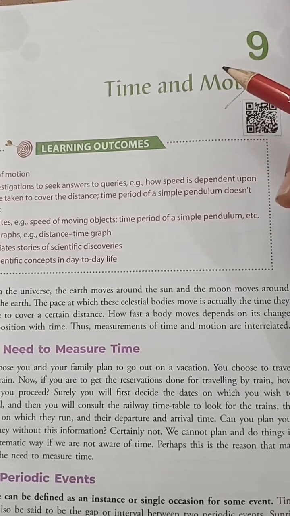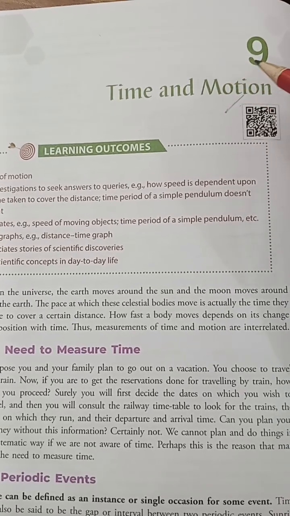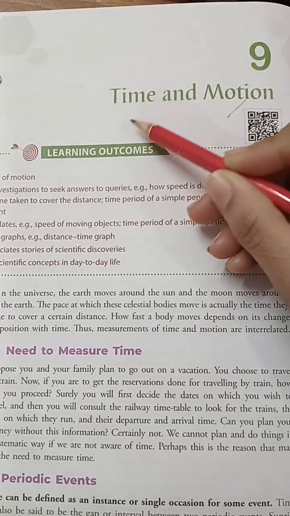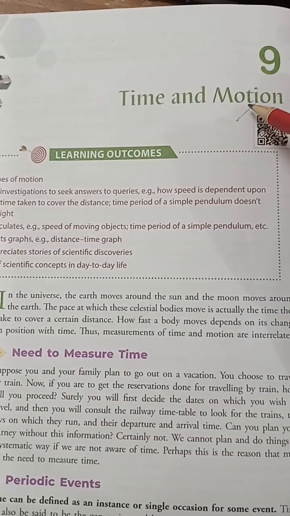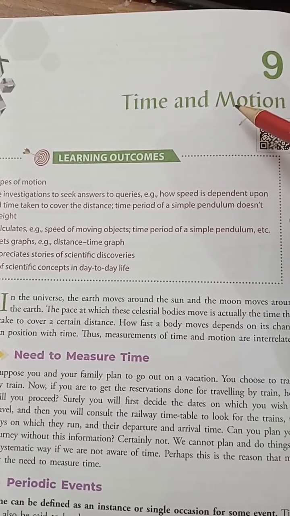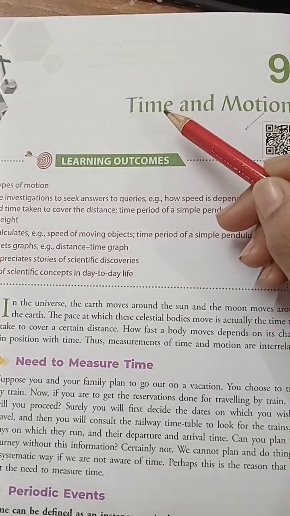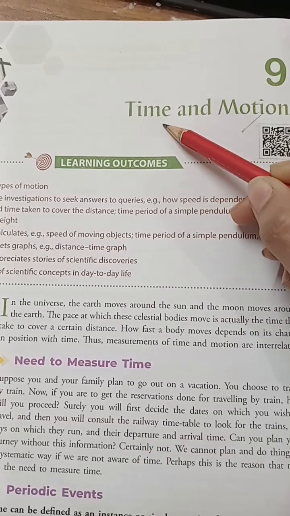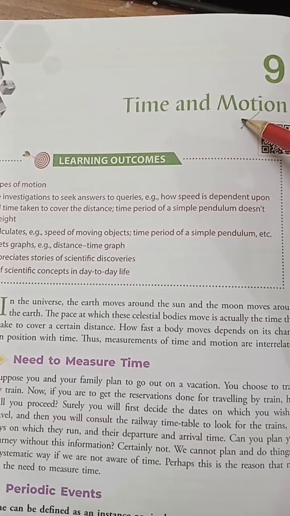Good morning, students. Today we are going to revise Chapter 9, Time and Motion. Take out your science book and come to page number 102. Let's start the revision of the Time and Motion chapter.